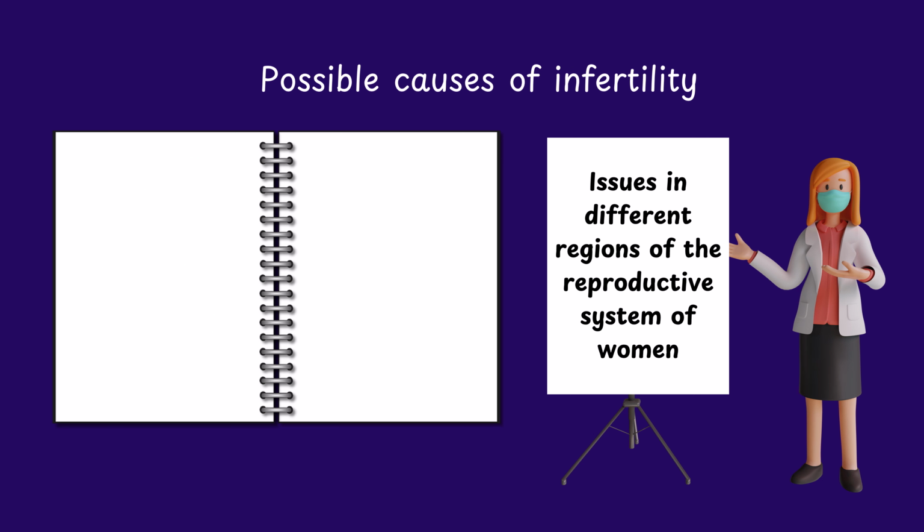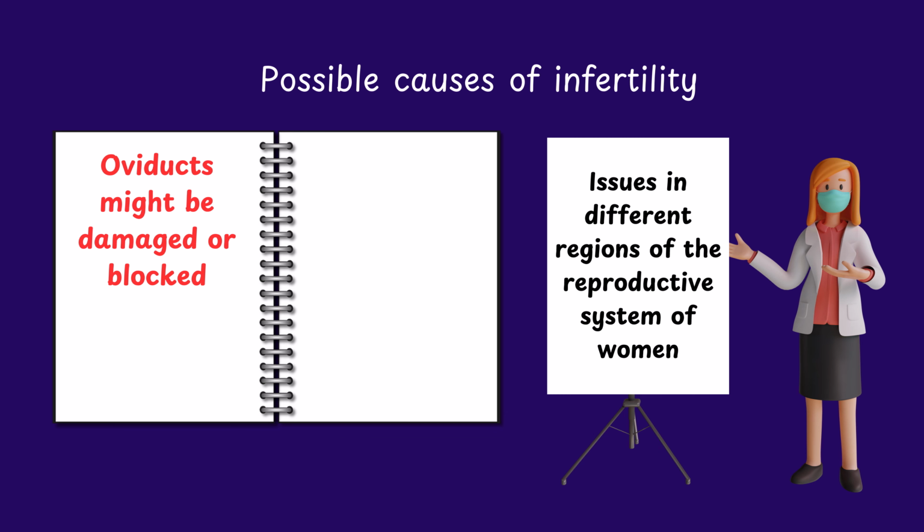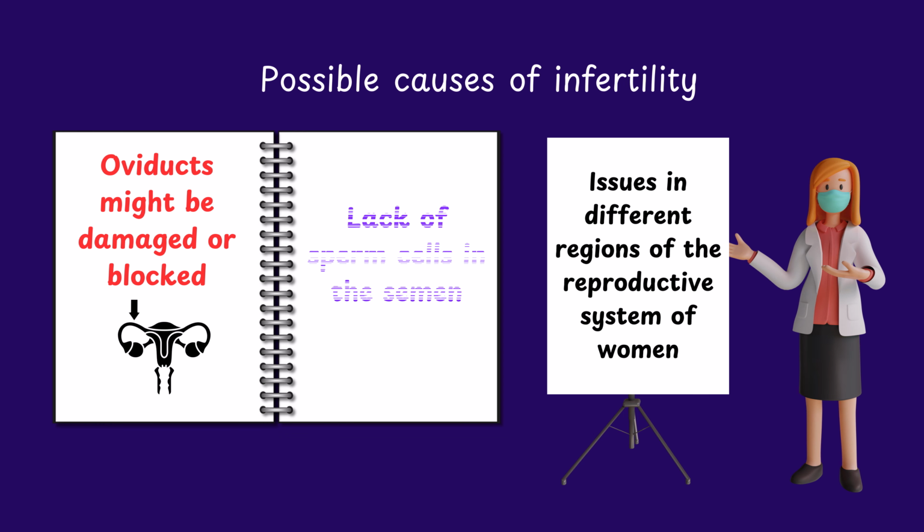Other causes of infertility could be issues in different regions of the reproductive system of women. For example, the oviducts, which are also called the fallopian tubes, might be damaged or blocked. Students, please note that infertility could also be linked to the male, where there is a lack of sperm cells in the semen.